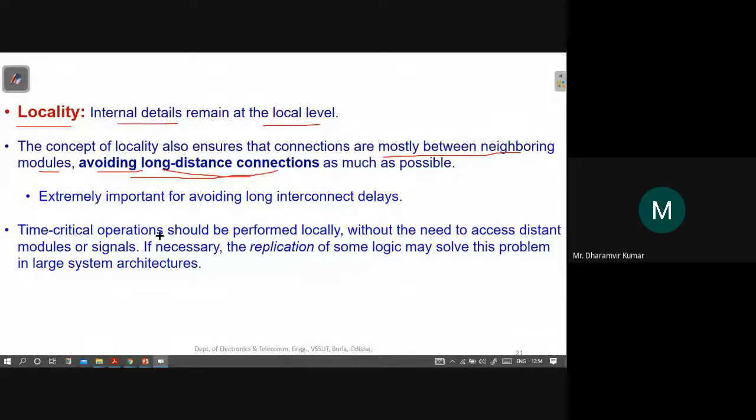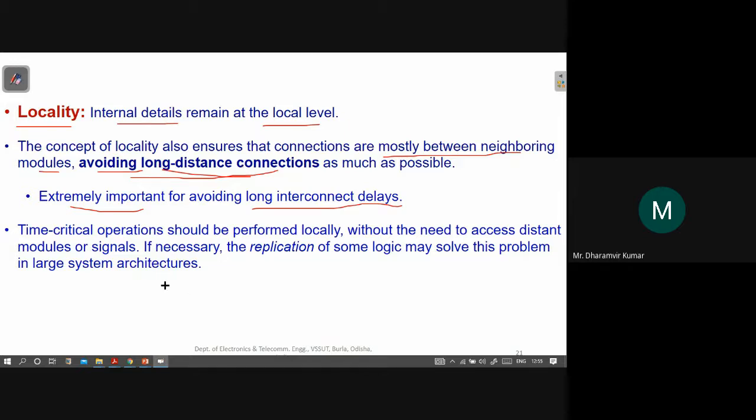And this is extremely important for avoiding long interconnect delays. As the technology is going down and down, I mean to say that as the device sizes are becoming smaller and smaller, within a range of few nanometers, it becomes extremely important to avoid these long distance interconnections. This is one of the most important things to be taken care of in the present day chip designing process.